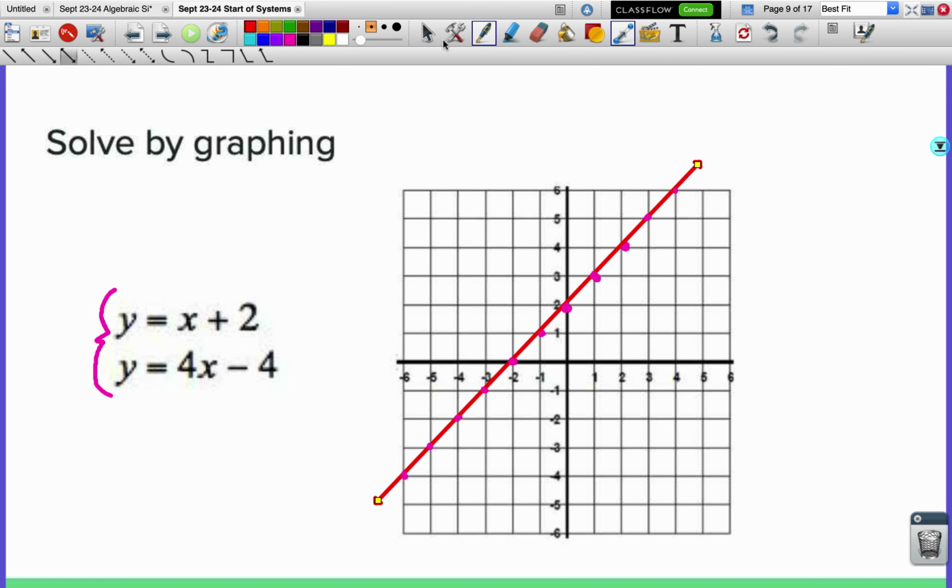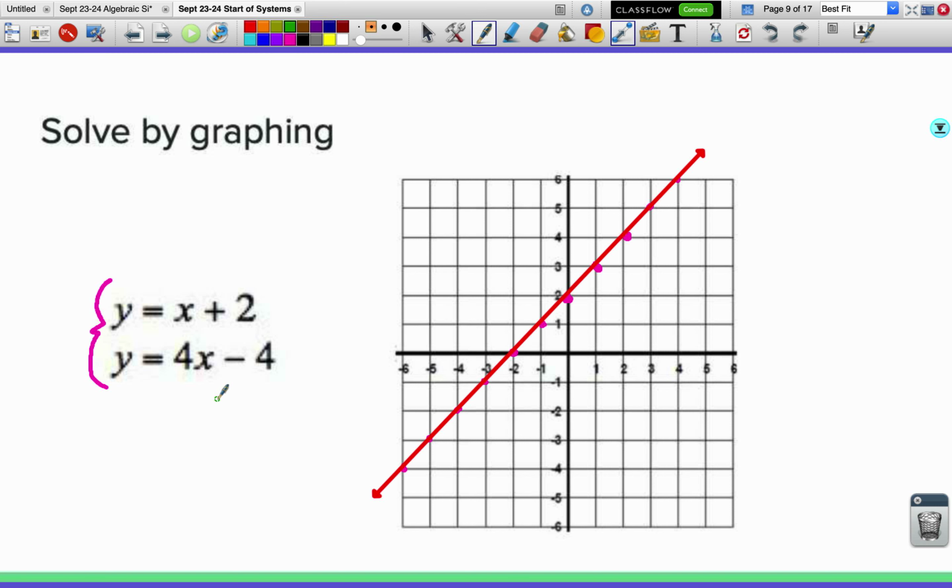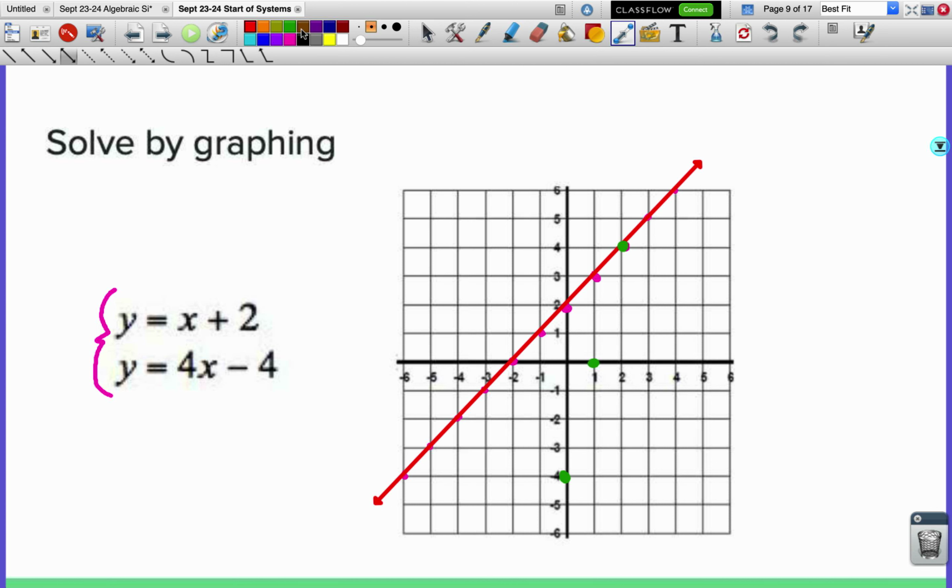All right, now let's represent all the ordered pairs that make that second equation true. It starts with the y-intercept of -4, and then it has a slope of 4, so up 4 over 1, up 4 over 1. There we can see they cross. I'm going to connect these up with a line.